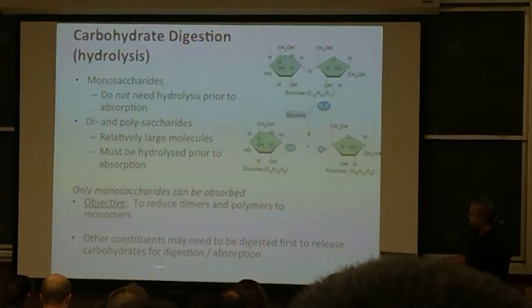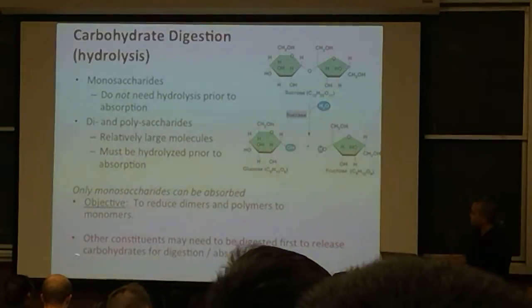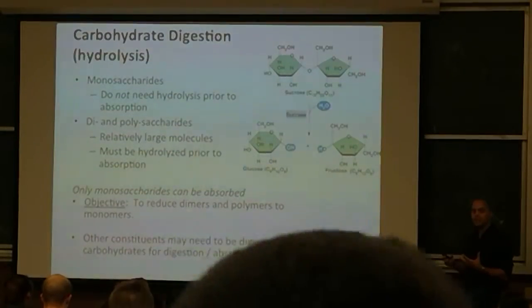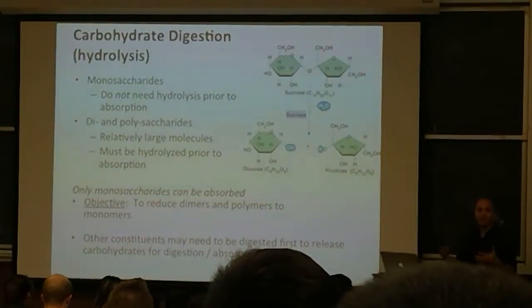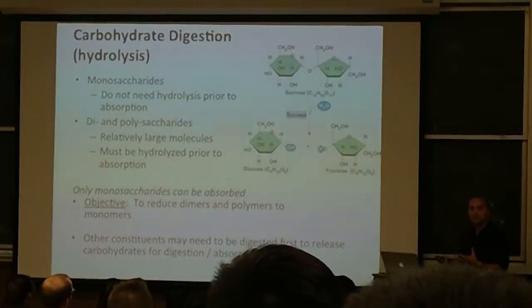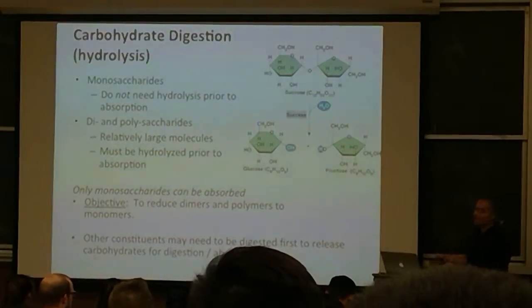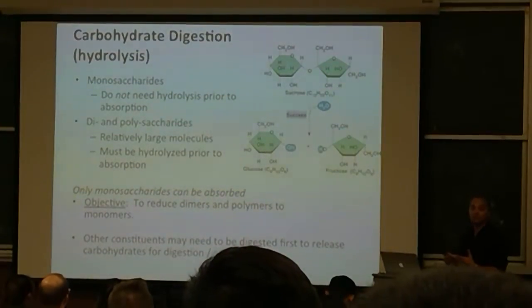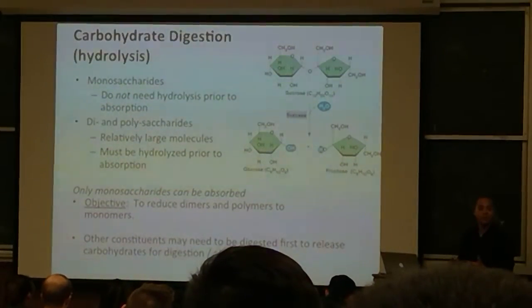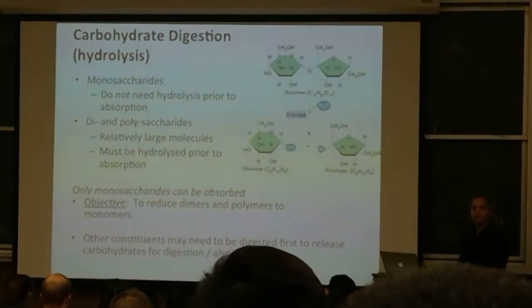Okay. And then other constituents may need to be digested first to release carbohydrates for digestion and absorption. And we'll come back to this idea. It's just the idea that these carbohydrates aren't alone in the gastrointestinal tract, but there could be, for example, granules of cellulose surrounding these carbohydrates, and that would need to be broken down first in order for your enzymes to access the sugars for further breakdown and absorption. So the constituents within the diet can influence your ability to digest and absorb these different carbohydrates.